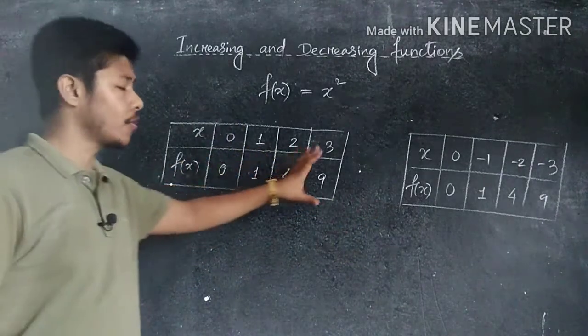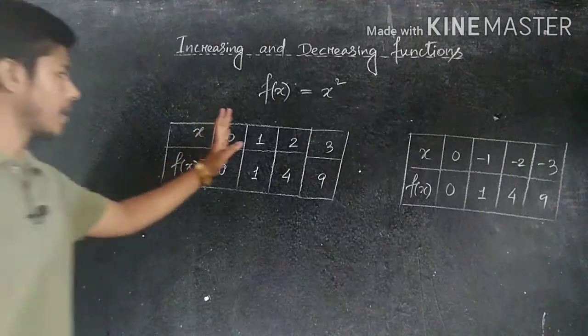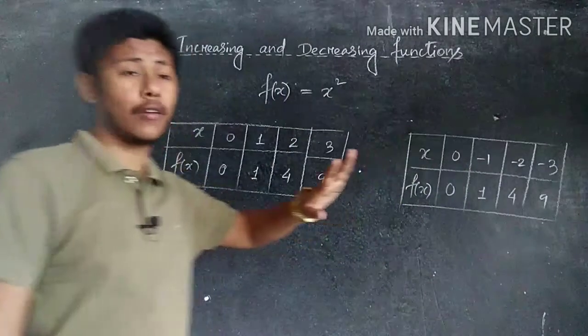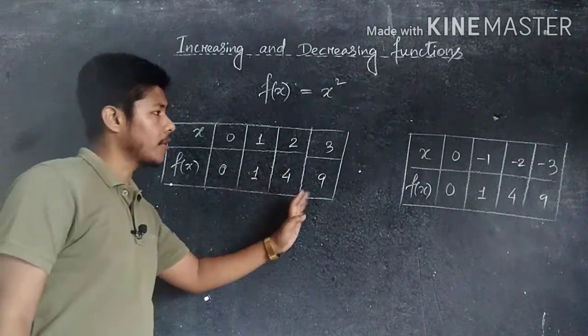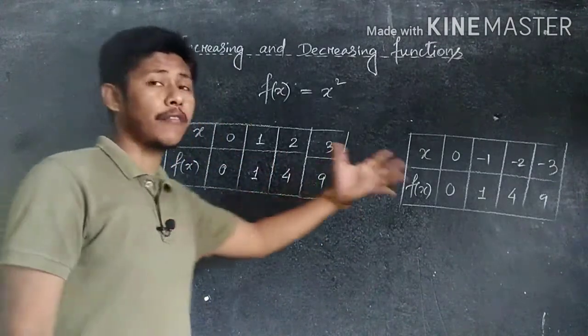Now if you draw the graph for these two tables, we have taken positive values and negative values separately, but what we have to do is draw one graph.